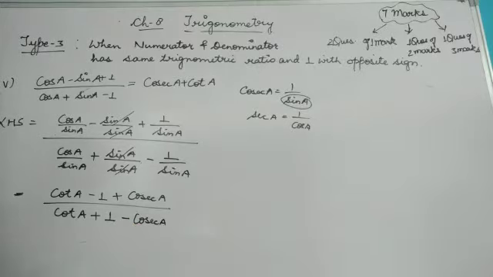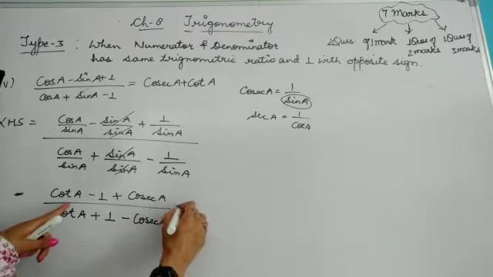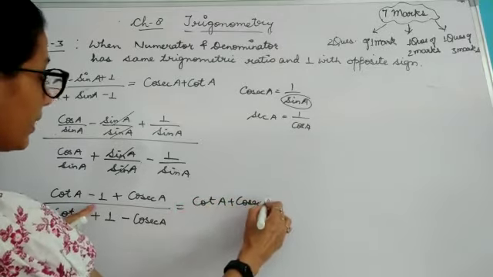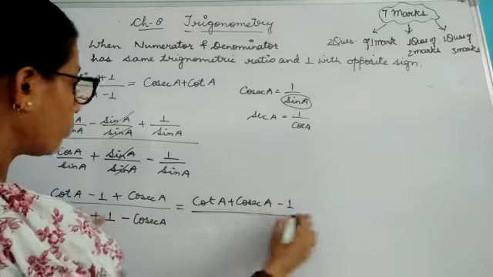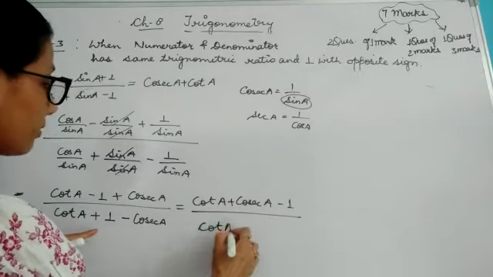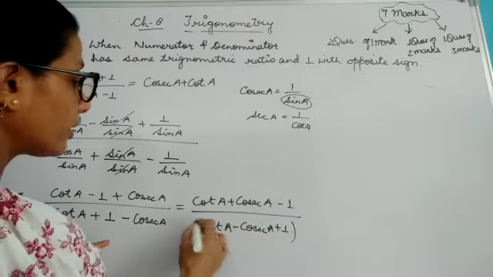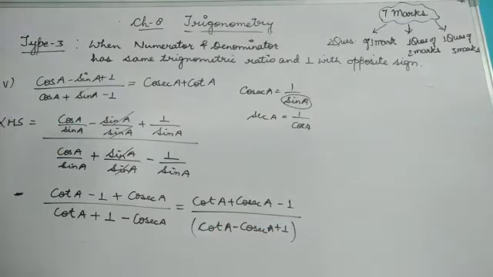Now children, what you have to do, you have to rearrange it here. So I can write it as cot A plus cosec A, and then I am writing minus 1. Whole upon cot A minus cosec A plus 1. Alright children, so these are the things I am getting over here.